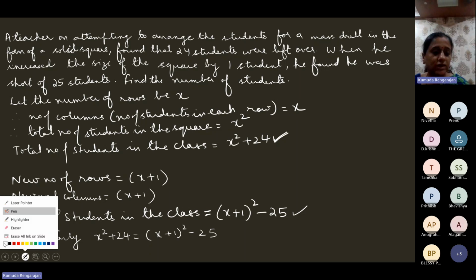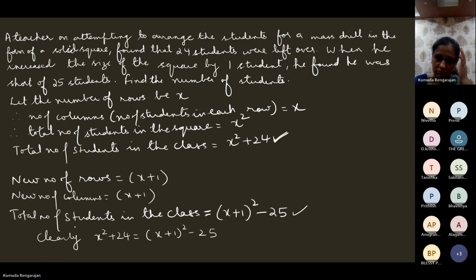What's the value of x, children? What's the value of x? 24. Okay, and the number of students in the class? 600. Correct.